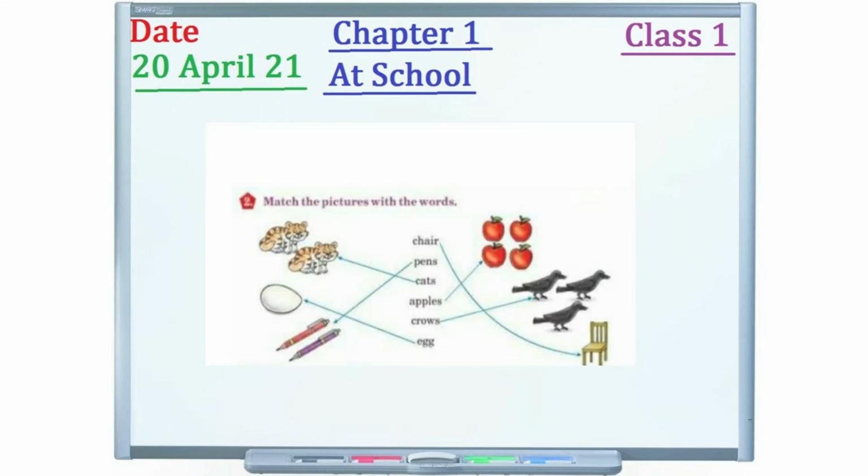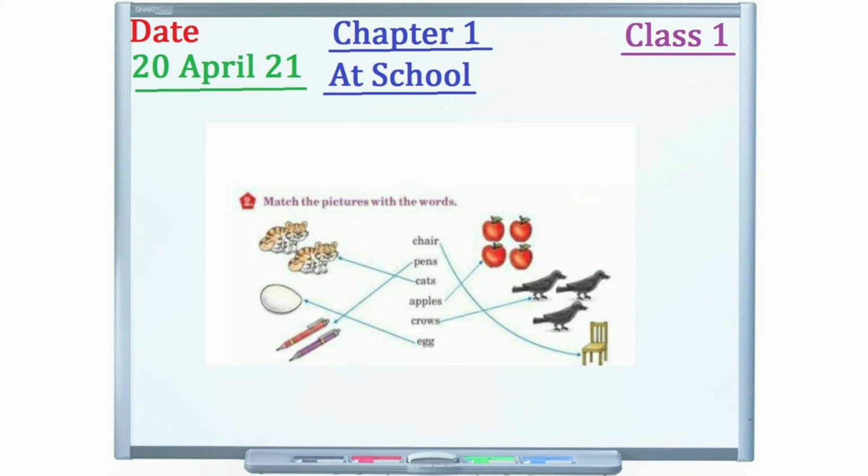An exercise given in page number 14. Match the picture with the words. This is very easy to all of you kids. So do it in your book with pencil. Picture of chair match with spelling chair. Pens match with picture of pens. Cats match with picture of cats. Apples, picture of apples. Crows match with picture of crows. Egg match with one egg picture.